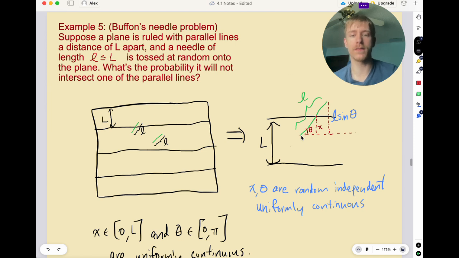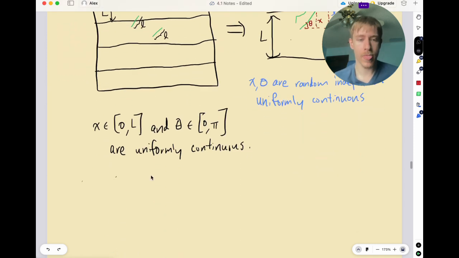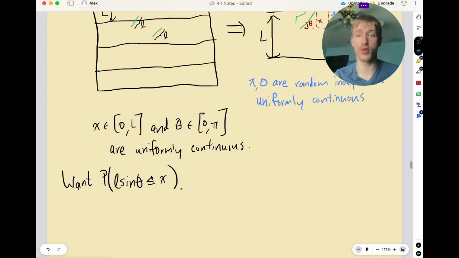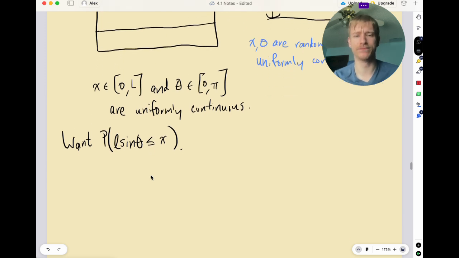Okay, so we want to find the probability that L sine theta is less than or equal to x. To do that, we're going to have to figure out what the PDF is going to be, and then shade the appropriate region and figure out what that region is. Okay, so it's not going to be too bad.